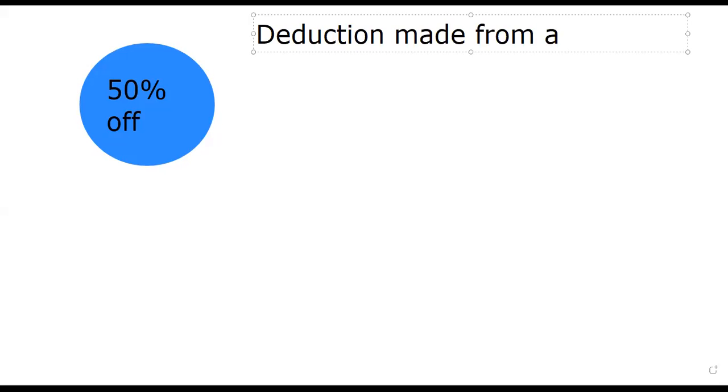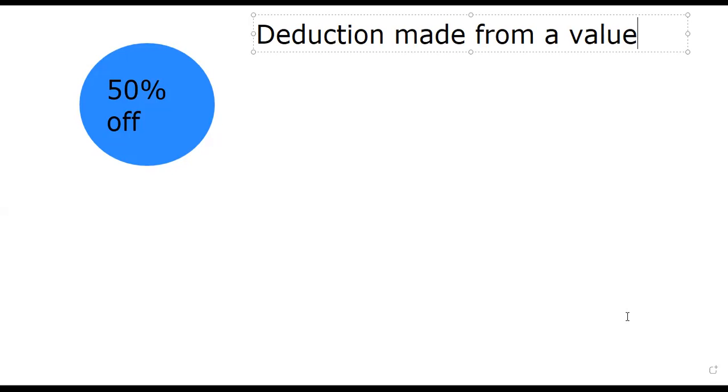50% off, sale. So a discount is nothing else. The simple way of defining it: a discount is a deduction made from a price or from a value. Deduction made from a value is called a discount. Are we clear? Good. So with that particular point, let me start today's session.